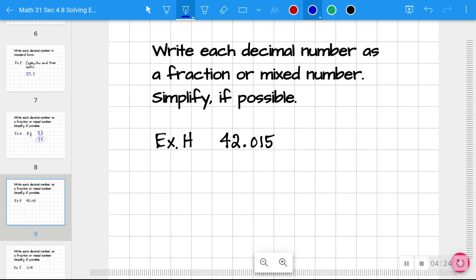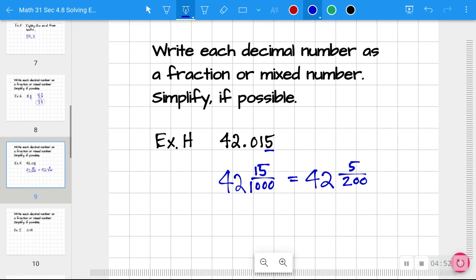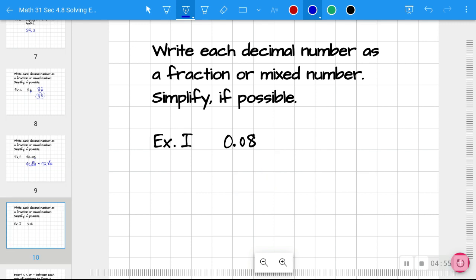Okay, this next one here is 42 wholes. And then we have 15, and they're thousandths because that's the third digit to the right of the decimal point. Now that 15 over 1,000, if we divide them by 5, we'll simplify this to 42. 15 divided by 5 is 3, and 1,000 divided by 5 is 200. And once again, you could make that a top-heavy improper fraction, but I wouldn't suggest you do it on this problem.